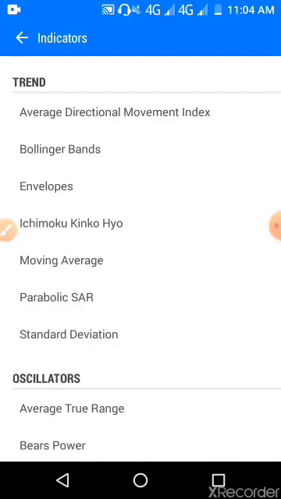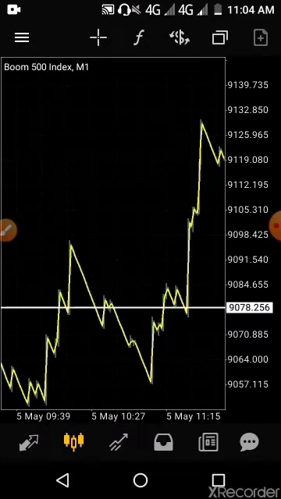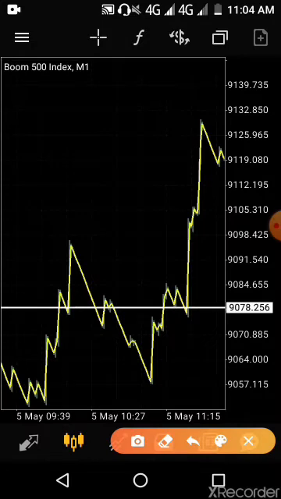2 period simple moving average. Okay, so the period is 2, shift 0, method is simple, apply to close, and then we take the color yellow. If I place this on my chart, you are going to see that it has written out the W's for me clearly, that I don't need to wonder before I know this is a W.